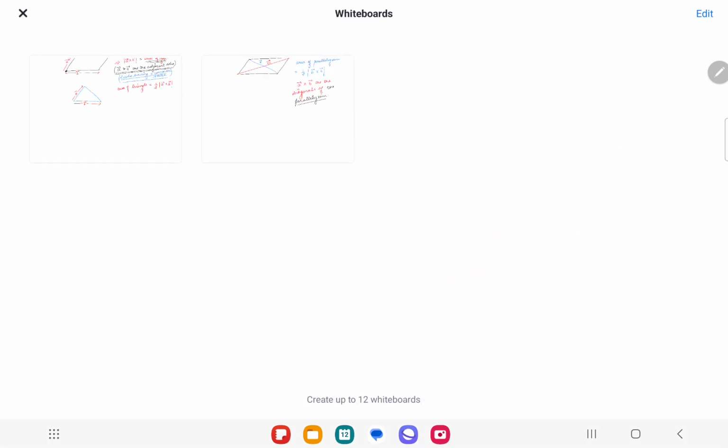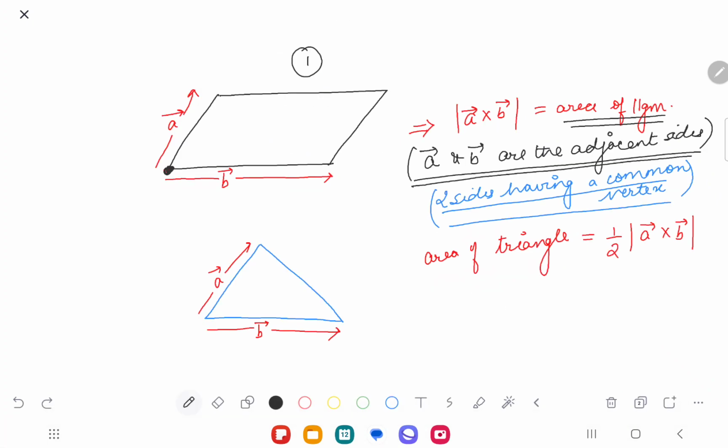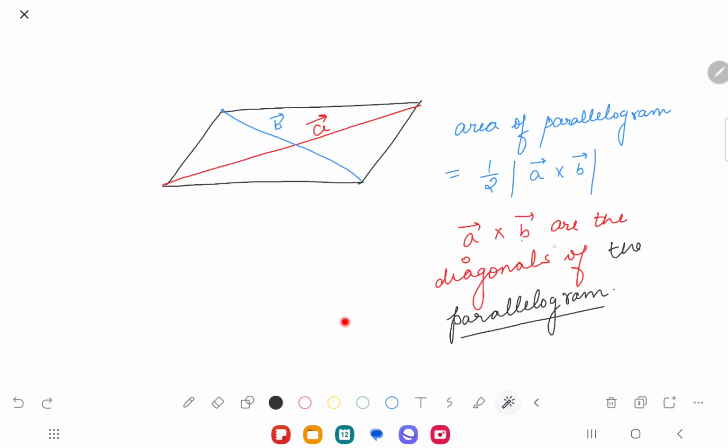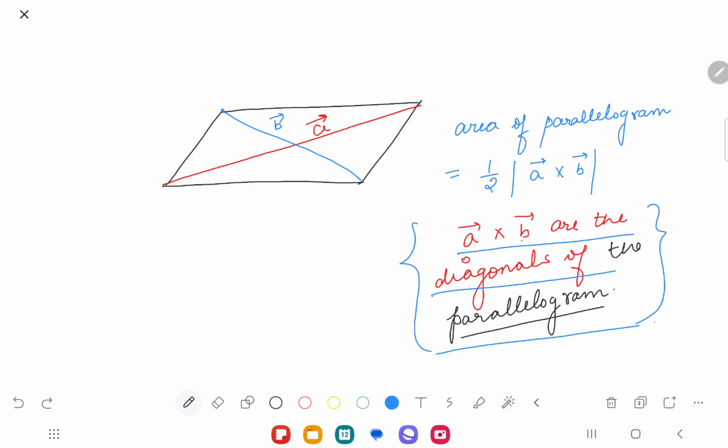But in that A cross B, A and B were the adjacent sides. And in the area of the triangle, the second part, again A and B were the adjacent sides. You understand? But here in the parallelogram, second method, A and B were the diagonals. Yes or no? So that is the concept.